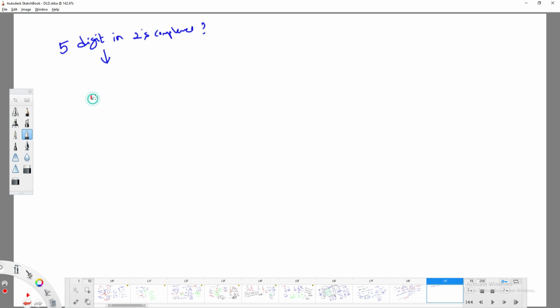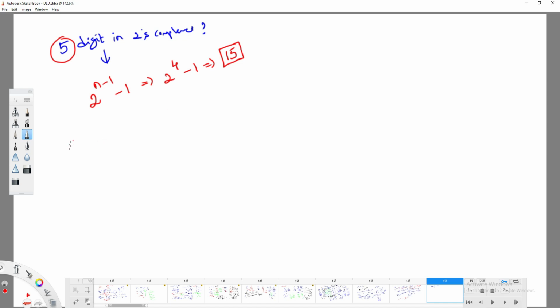What can we do? 2 power n minus 1 minus 1. This is the maximum positive number I can generate, right? They are saying it is a 5-bit number, so place n with the value 5. So 2 power 4 minus 1, which is 15. So with the help of 5 bits in 2's complement, I can represent a maximum of 15 decimal number.